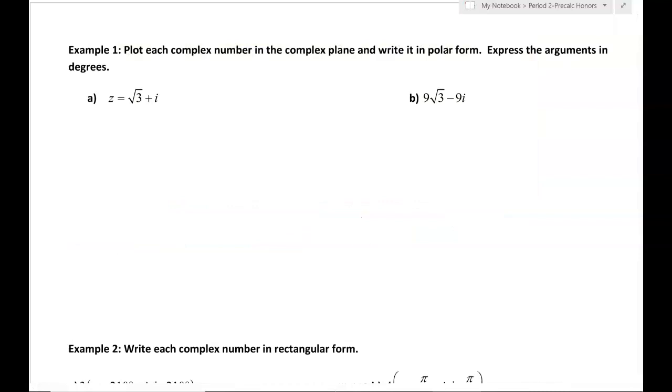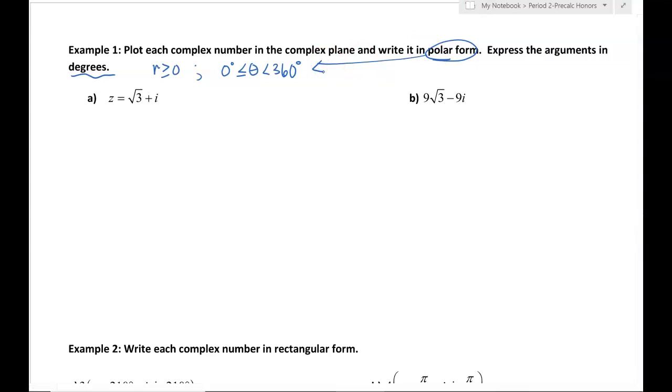Example 1. Plot each complex number in the complex plane and write it in polar form. Express the arguments in degrees. So this one, they do not want us to use radians, okay? So complex polar form, remember the restriction. Do you guys remember what the restriction for the radius is for complex form? It has to be bigger than or equal to 0. And since we are in degrees, theta has to be at least 0 degrees and all the way to 360.